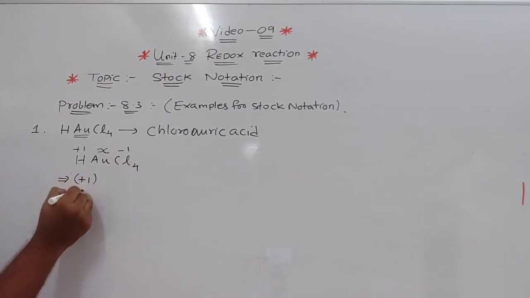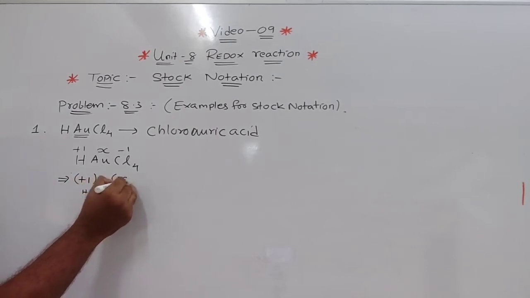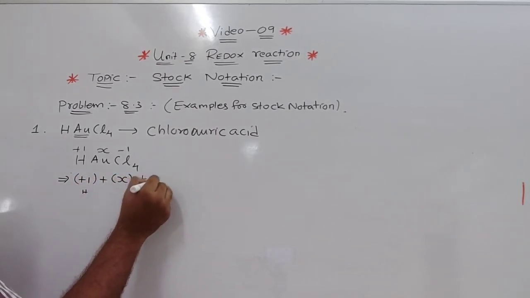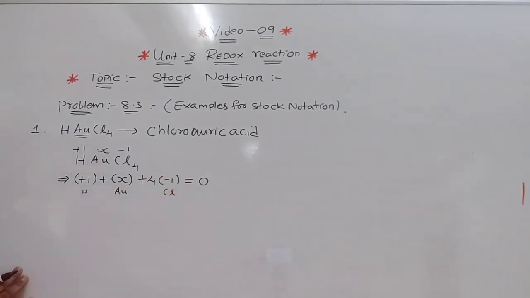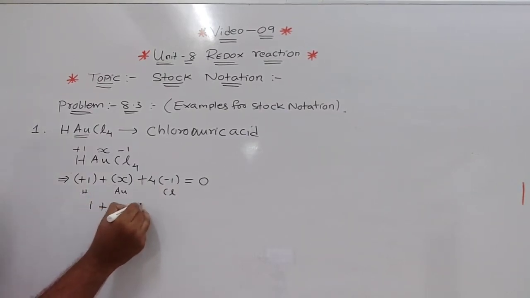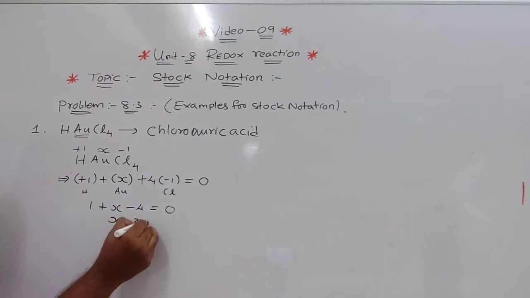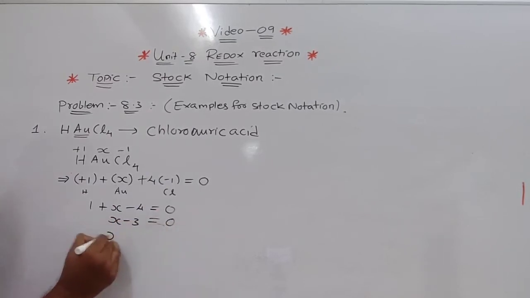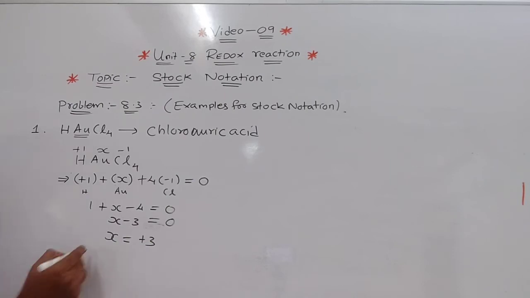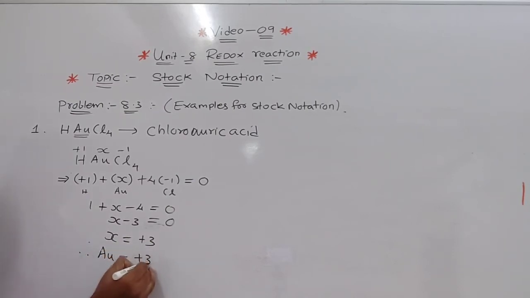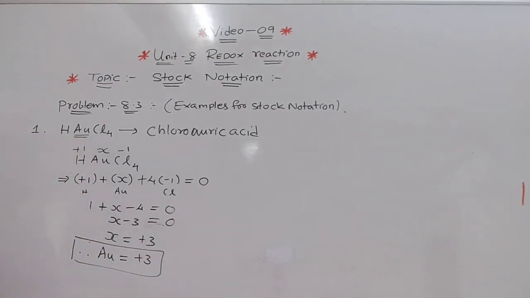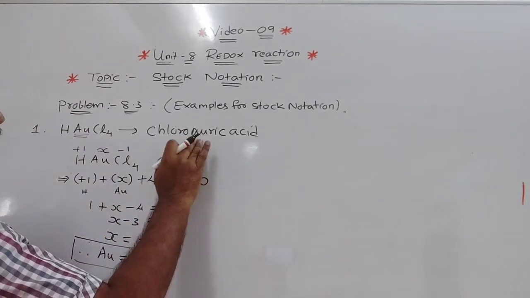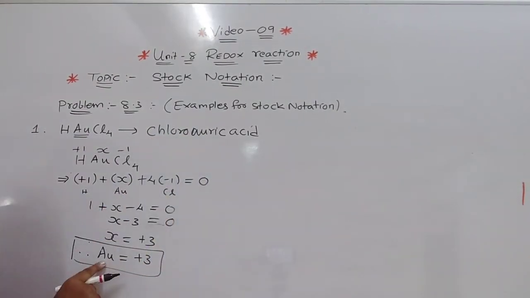So +1 for hydrogen, plus gold X, plus 4 into -1 for chlorine is equal to 0. So 1 plus X minus 4 is equal to 0. X minus 3 is equal to 0. So X is equal to +3. Understood? Therefore Au has +3 oxidation state in this compound. Now if I want to write the name, after the name of the metal you can write this +3 in Roman numeral.